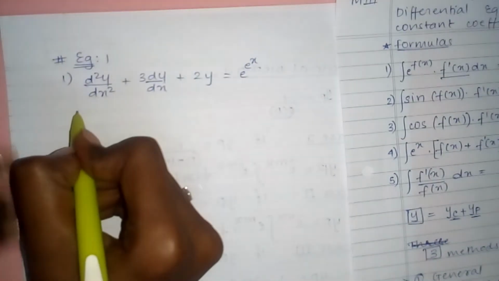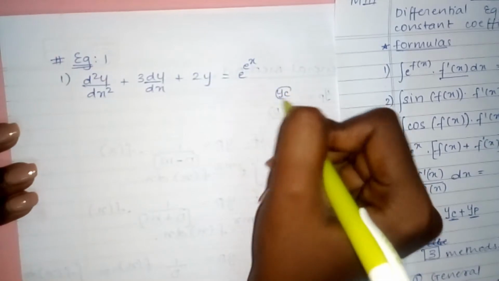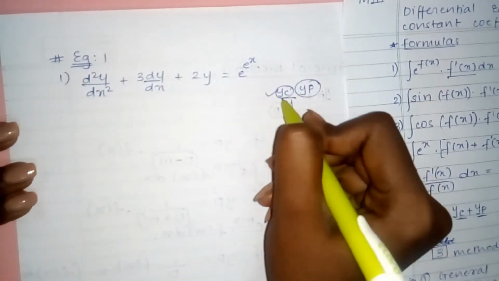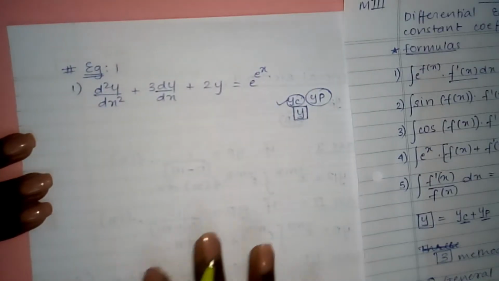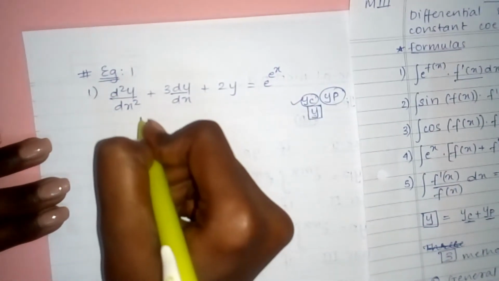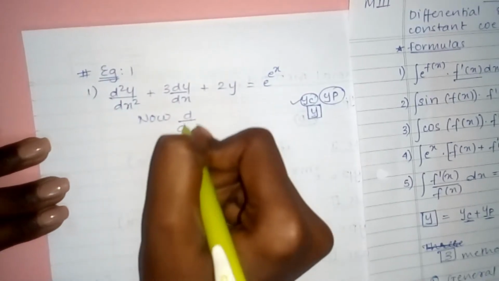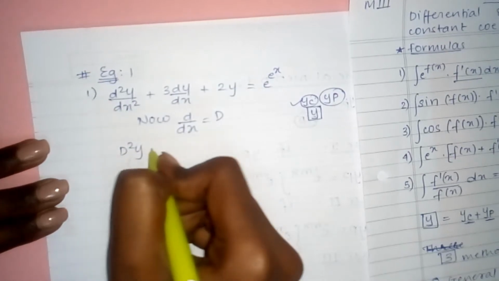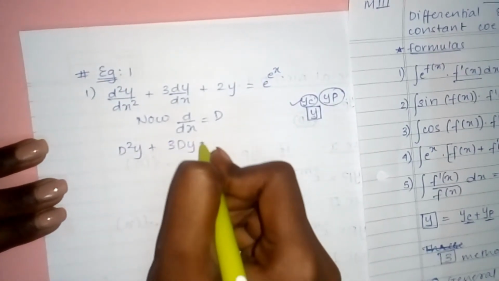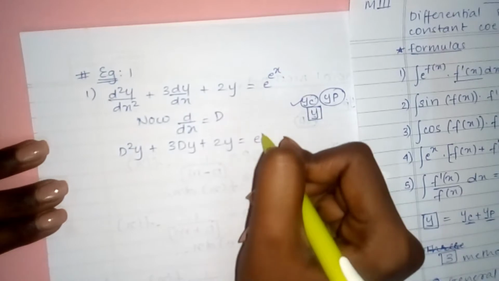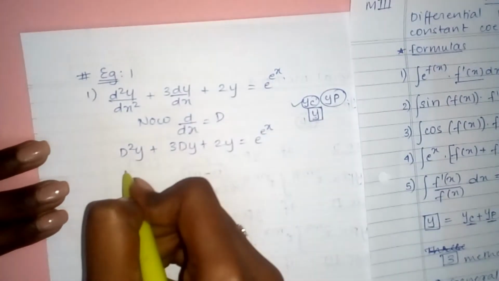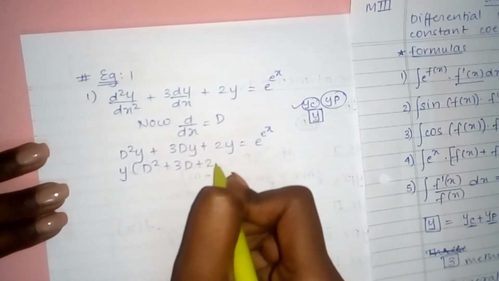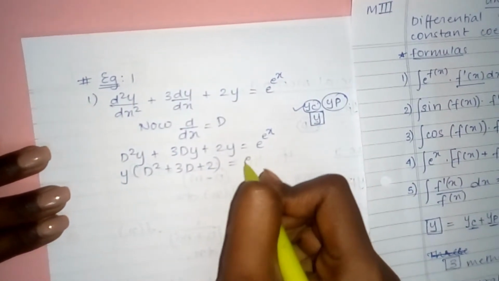First we have to find yc, then we have to find yp. These are the important things, and at the end we have to find y. So let's start. First, d by dx we term as d. Then it becomes d square y plus 3 dy plus 2y is equal to e raised to x. Then we take y common: d square plus 3d plus 2 is equal to e raised to x.